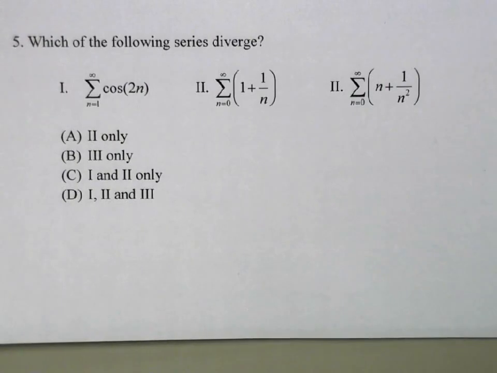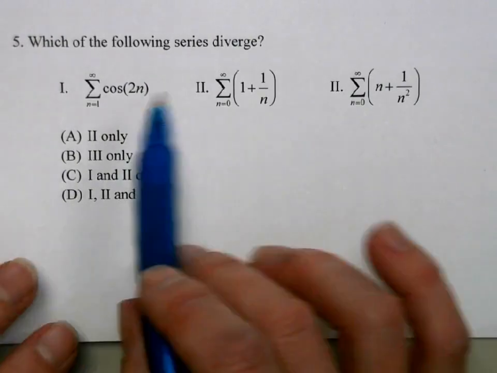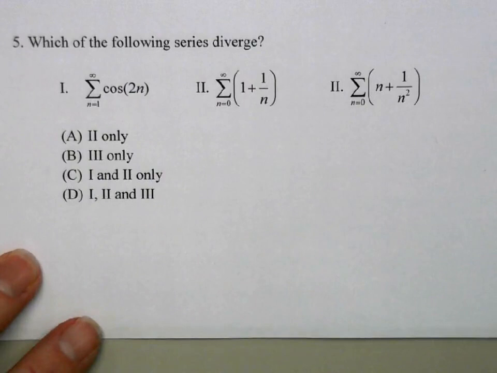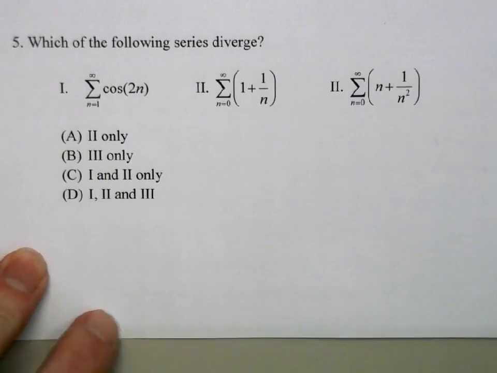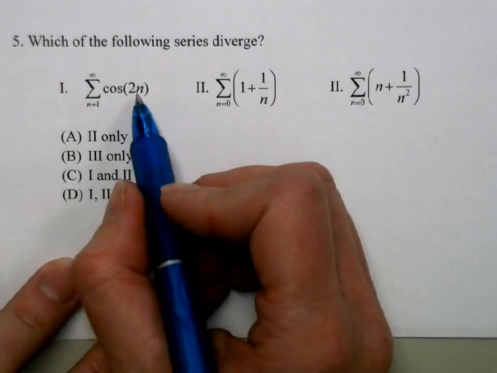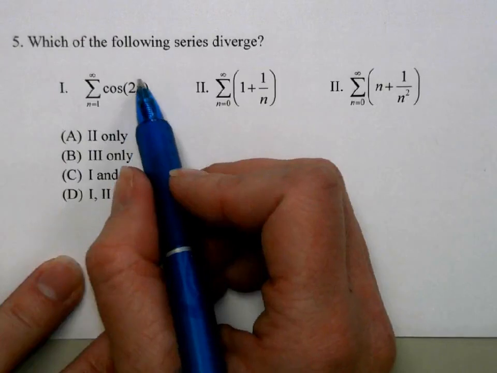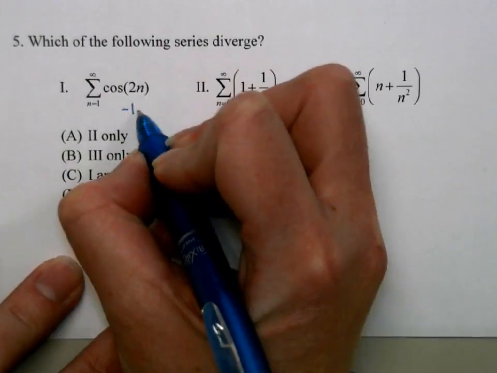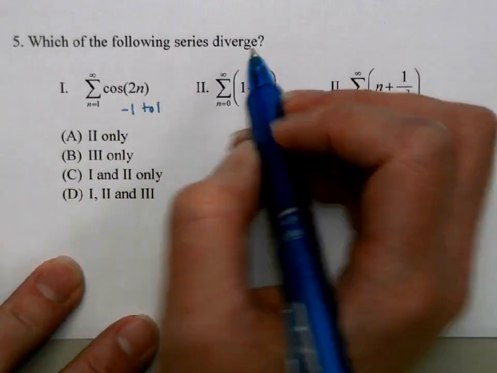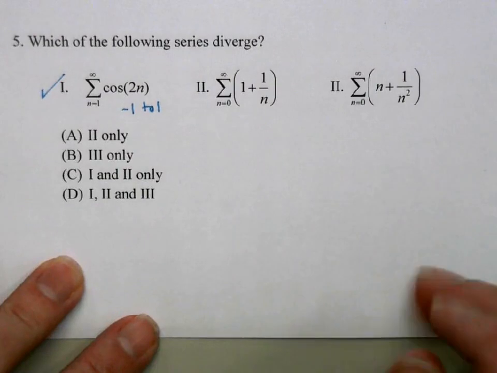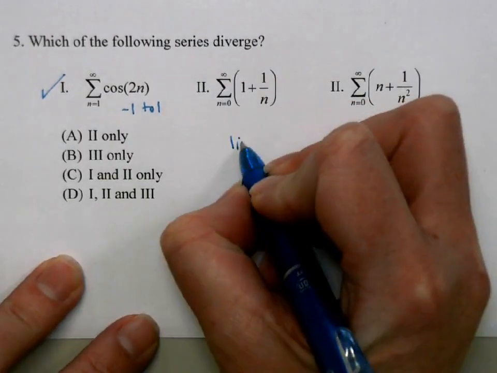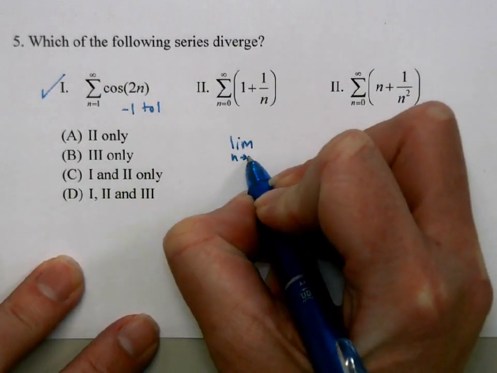We will learn many more tests, and they'll start having a variety of different types of series. But for right now, we've got our nth term test. Okay, cosine. This again is going to keep bouncing from -1 to 1. So this one diverges.